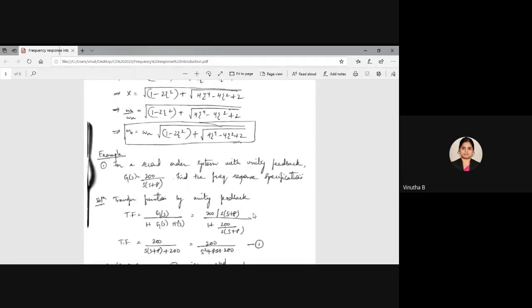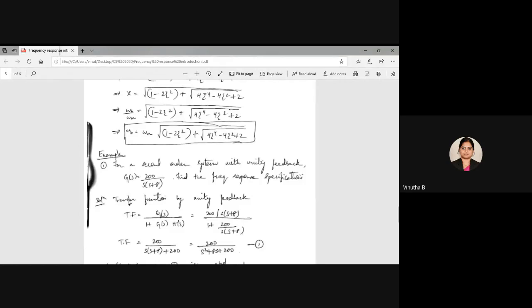So based on these parameters which we have derived, we have a problem to be taken now. You can just see this: for a second order system with unity feedback, G of s is equal to 200 by s into s plus 8. You can see that in the denominator the maximum power is 2, so this is a second order system. Find the frequency response specifications.